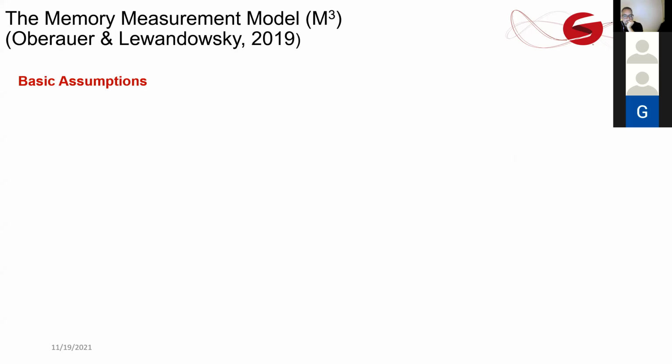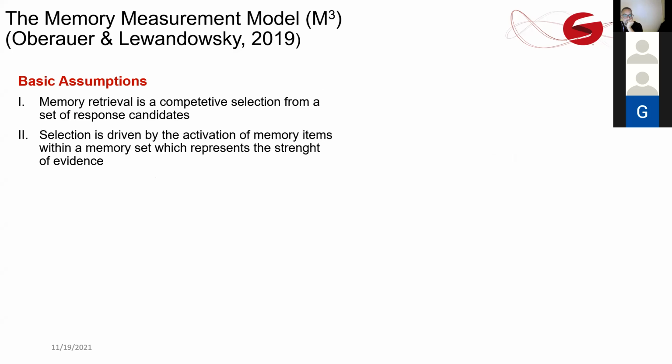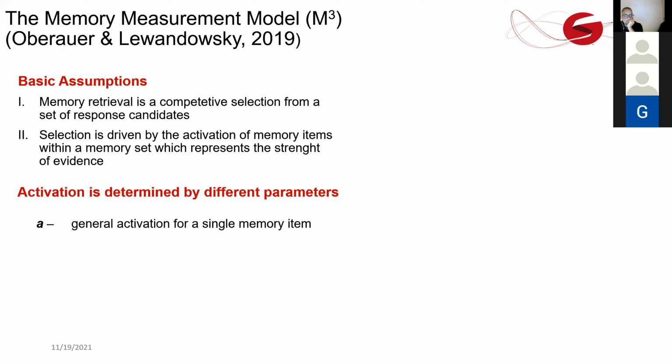And the basic assumptions of the model are that memory retrieval is a competitive selection from a set of response candidates, which belong to different response categories in a complex span or a simple span task. And this selection of a certain candidate of a response set is driven by the activation of memory items within a memory set, which represents the strength of evidence for the corresponding candidate. And the activation is determined by 3 parameters.